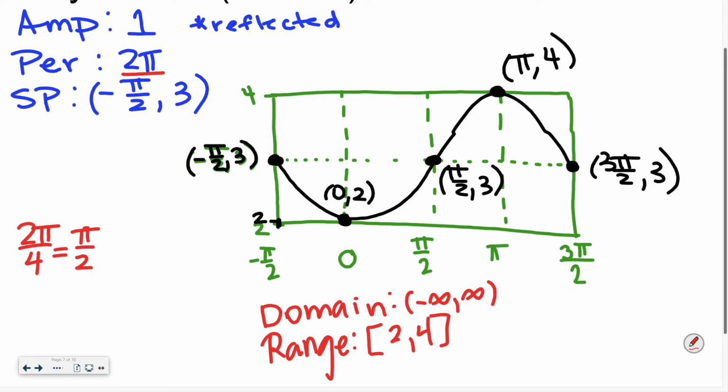I don't care what method you use. Some of you are going to like the midpoints. Some of you are going to like just the basic addition. Okay? It depends on what you're comfortable with.